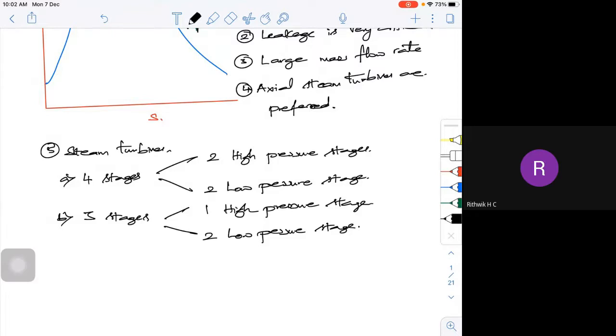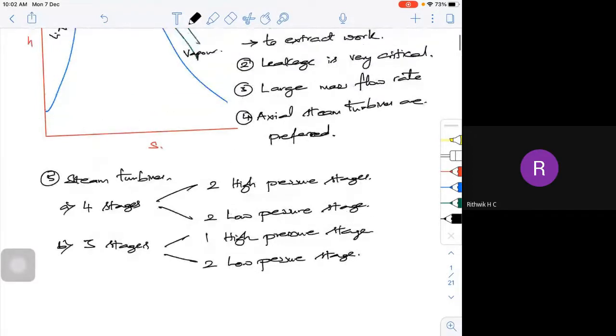The major thing is that the steam gets expanded and I'm going to get the work out of it. The second thing is, because of the operating pressure and temperature, the steam turbine is very critical. Leakages should be avoided as much as possible. Large quantities of steam will be expanded to extract the work. And because of the expansion of the steam in different stages, axial flow steam turbines are preferred.